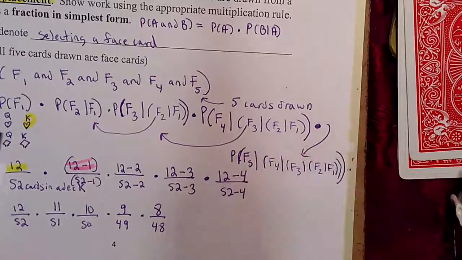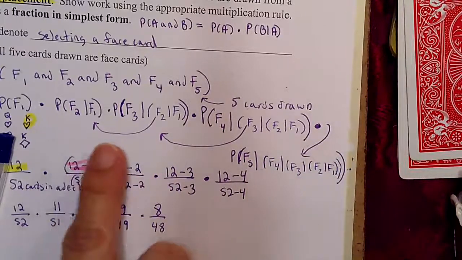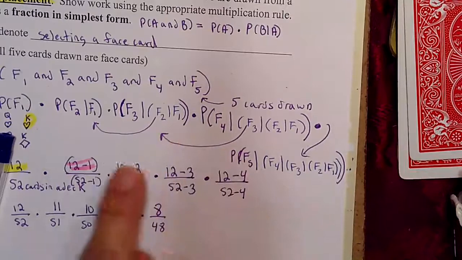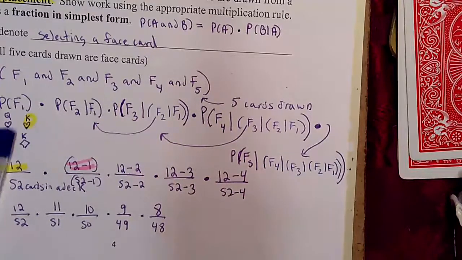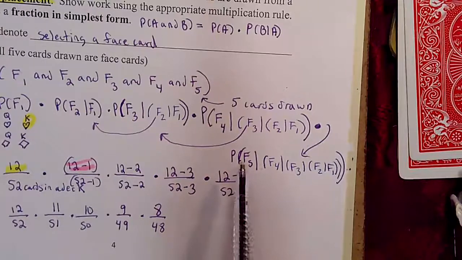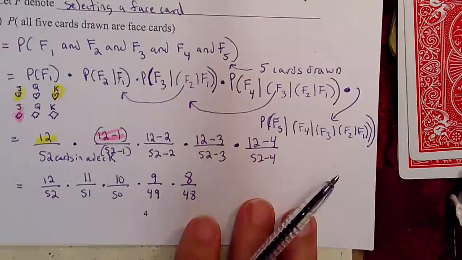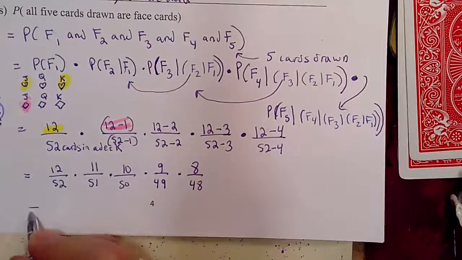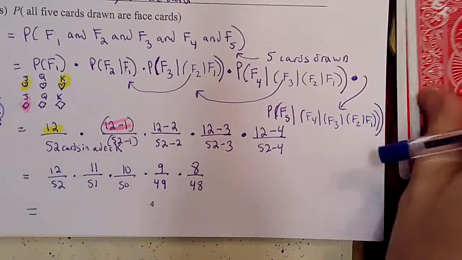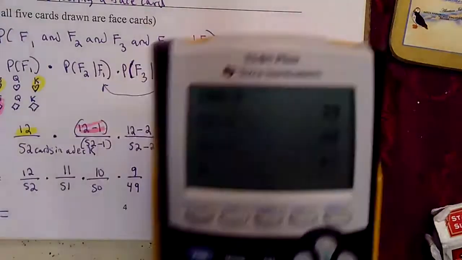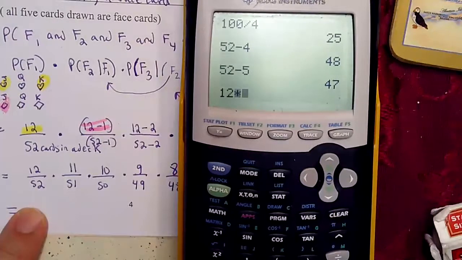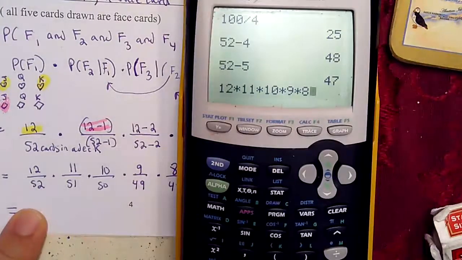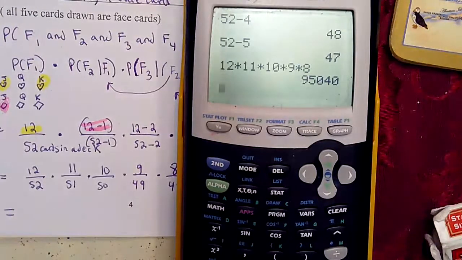Yeah. So on the tests, I usually don't draw it out 5 times because that is a lot to keep track of. But that gives you the idea to practice the one before that. Okay. And this is the multiplication rule, 1, 2, 3, 4, 5. Yeah, so then when I multiply this out, I've got 12 times 11 times 10 times 9 times 8, which is 95,040.